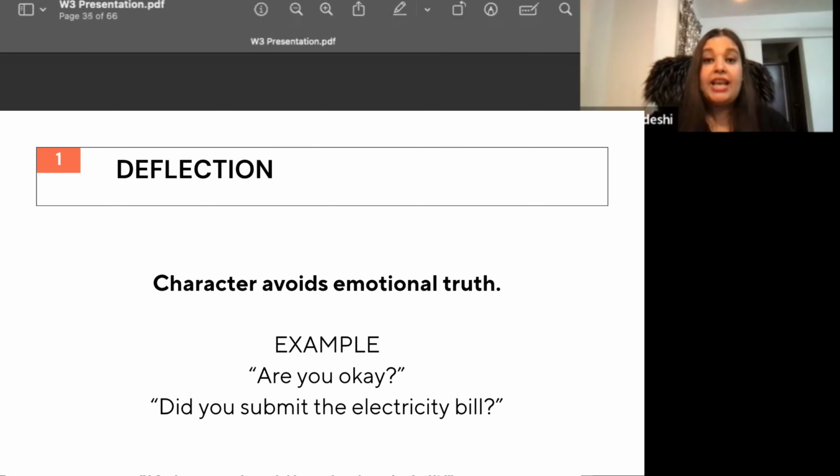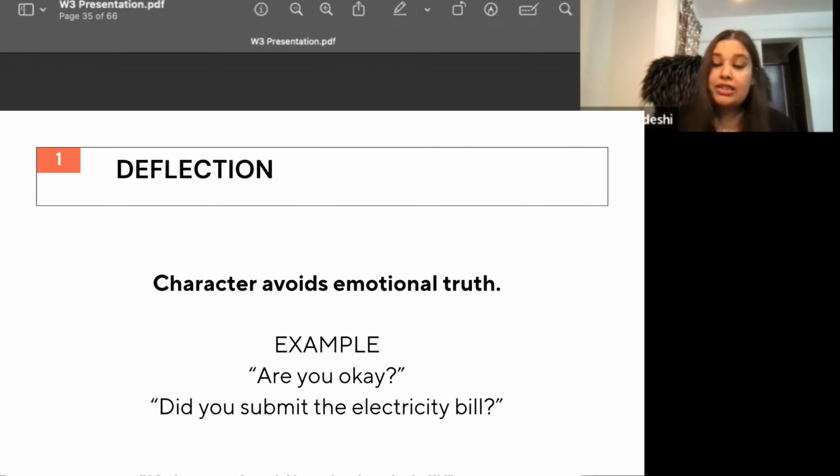First, deflection. Characters avoid the emotional truth. For example, "Are you okay?" "Did you submit the electricity bill?" Deflection is incredibly realistic psychologically. People often avoid vulnerability by redirecting attention toward logistics or practical things. And suddenly the dialogue begins feeling emotionally layered.